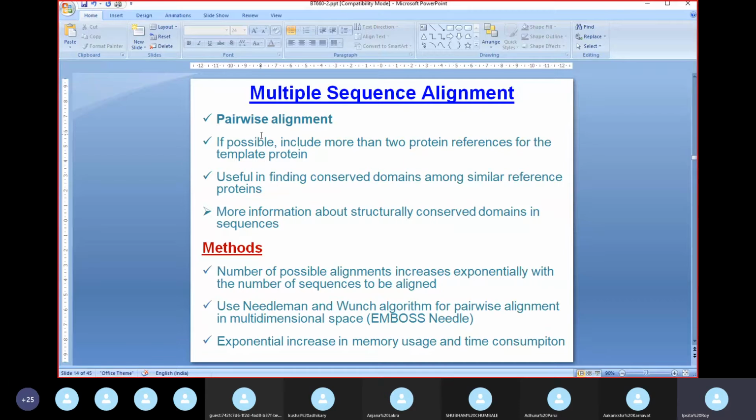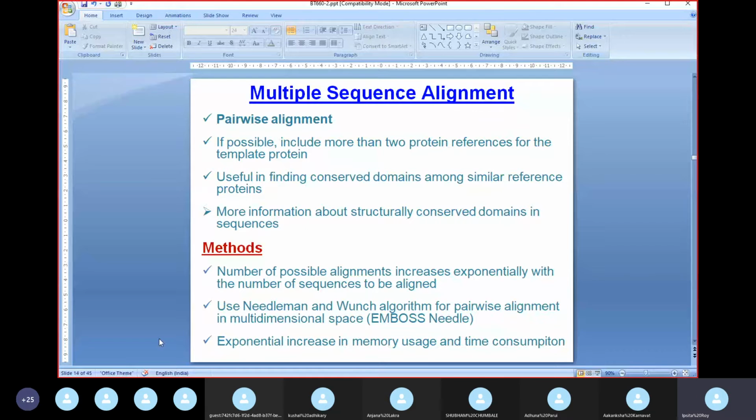So you do a pairwise alignment. Pairwise would mean you're comparing two proteins. If it is possible, you include more than two reference proteins for the template, because then you have two templates on which you are modeling your sequence. If these two templates are related to each other, then the structure that you generate out of your query sequence also becomes more reliable. Pairwise alignment is useful in finding conserved domains among similar reference proteins.